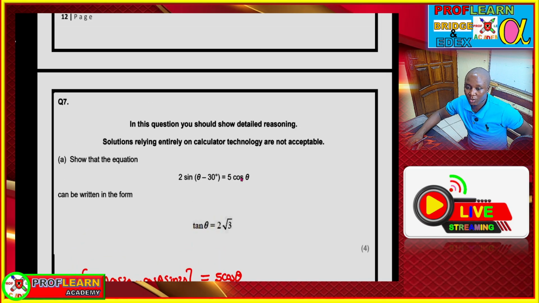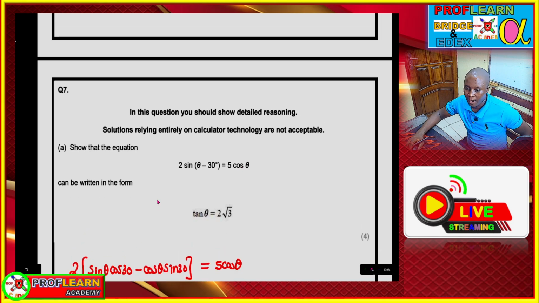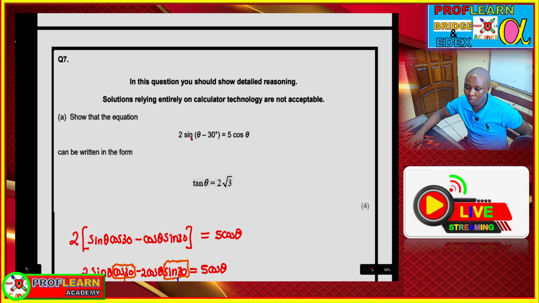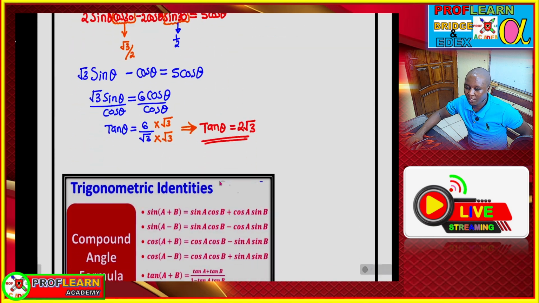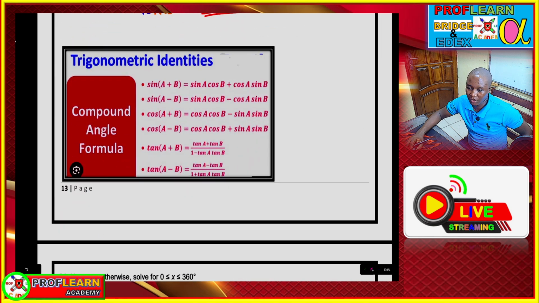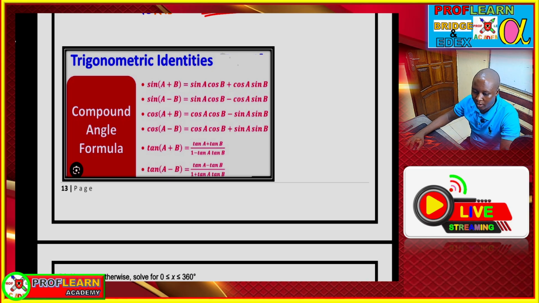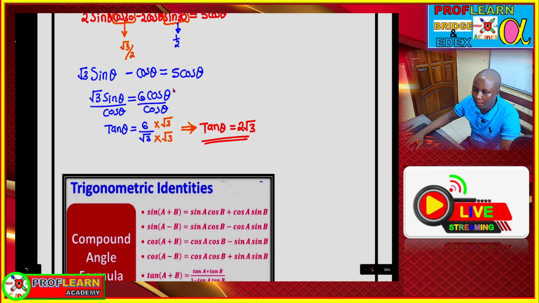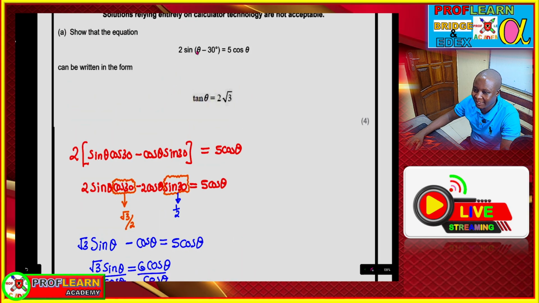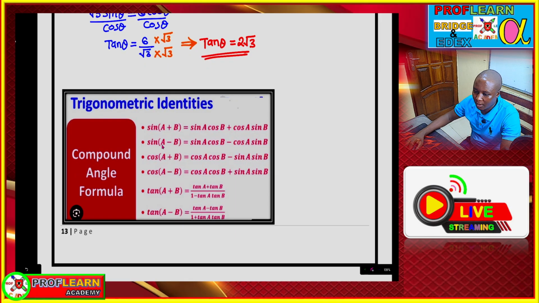Question number 7 is a question to do with trigonometry. Under trigonometry, you may be told to show that the equation can be written in this particular format. In this case, we are using trigonometric identities. You have to understand how to use trigonometric identities here. Anytime you are doing a question to do with trigonometric identities, try to see which is the most appropriate identity. Here we are having sine, so we are going to check the one that has an angle theta minus 30. So it will be a minus b.